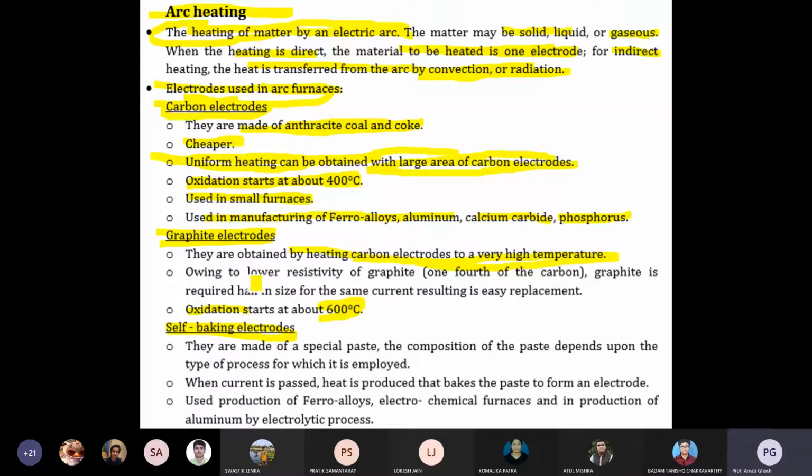The resistivity of graphite is lower, one-fourth of the carbon. Graphite is required at half the size for the same current, resulting in easy replacement. That's why.